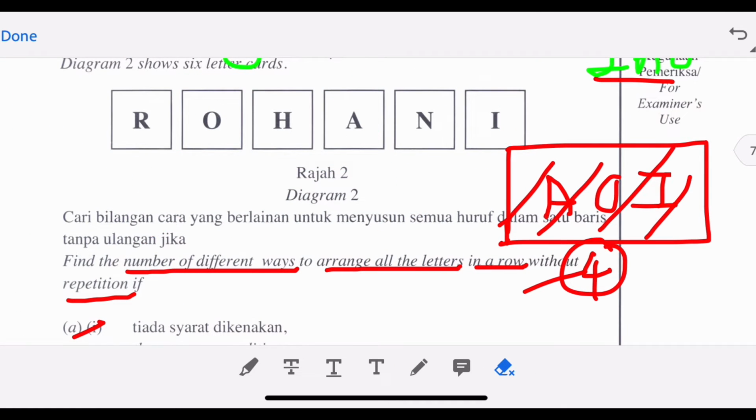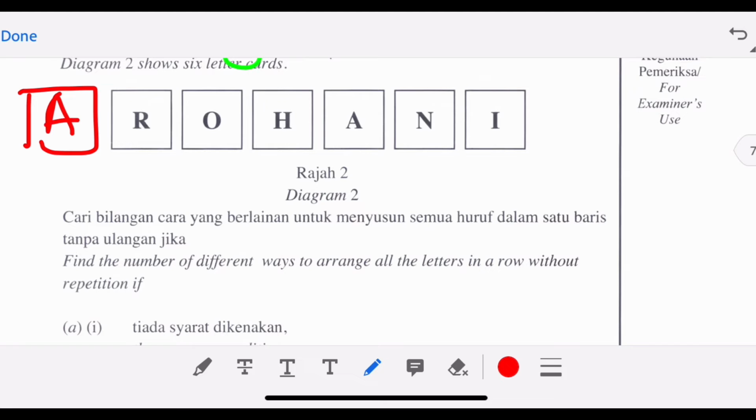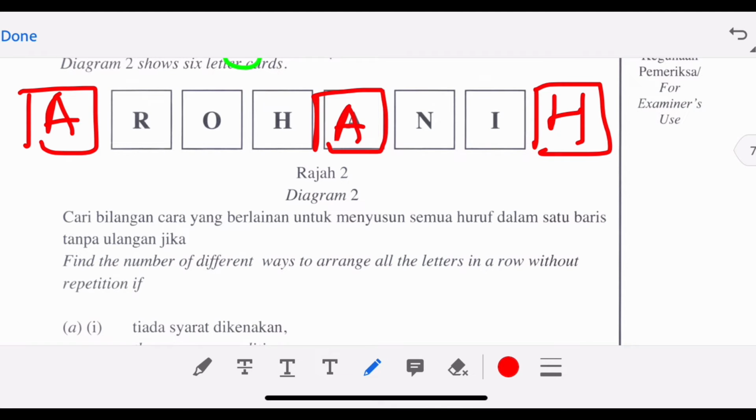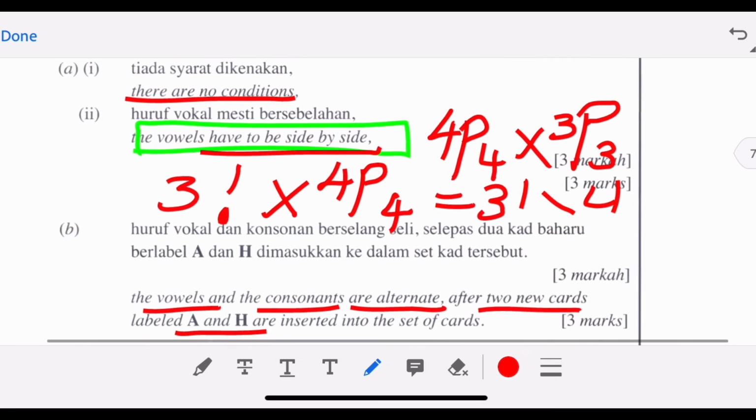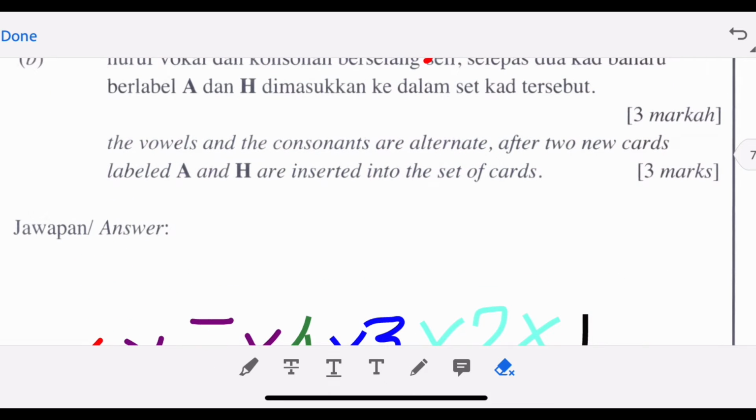It means that we have 2 new cards, which are A and then H. So now the number of cards will become 8 cards. And we have 2 A's and then we have 2 H's. We have identical letters, right? So we're going to arrange them so that they are actually alternate.